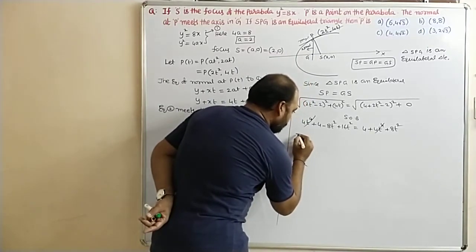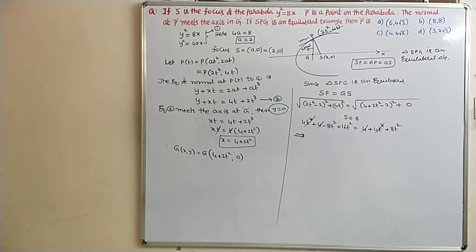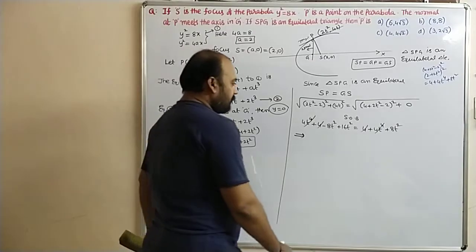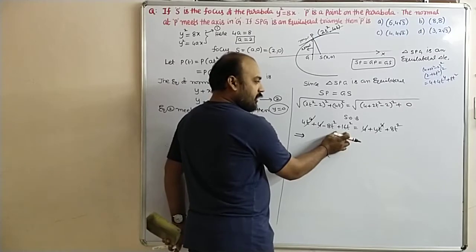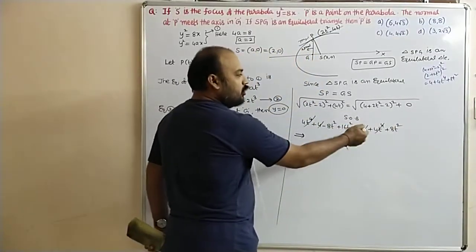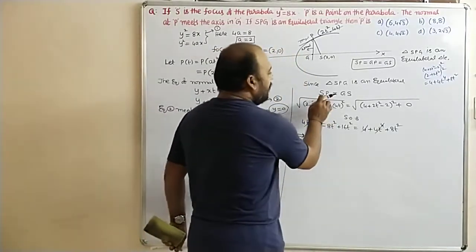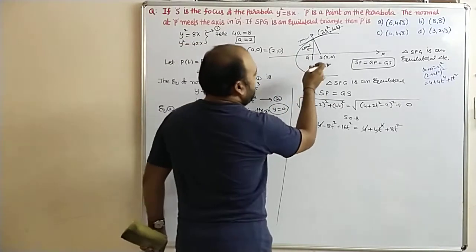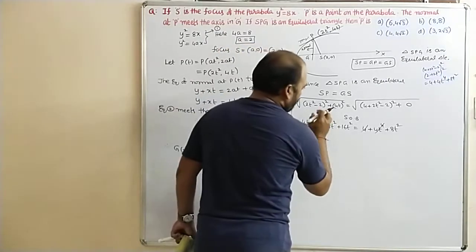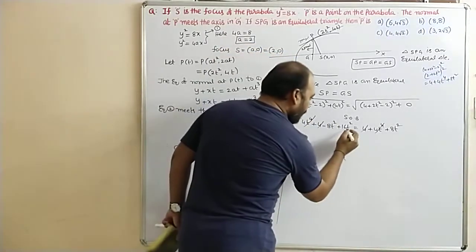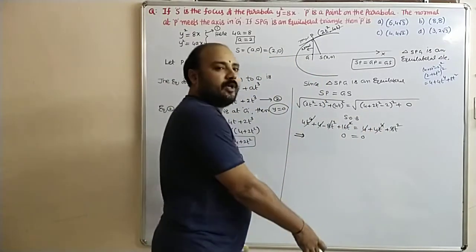That implies the 4 also cancels. If you take like this, here 16t square minus 8t square is 8t square, here also 8t square. Both sides will be cancelled. 0 equal to 0. But that time we cannot get any t value. So what do we have to do here? Instead of taking SP equal to GS, we can take SP equal to PG. But we cannot get any t value here if we take like this.